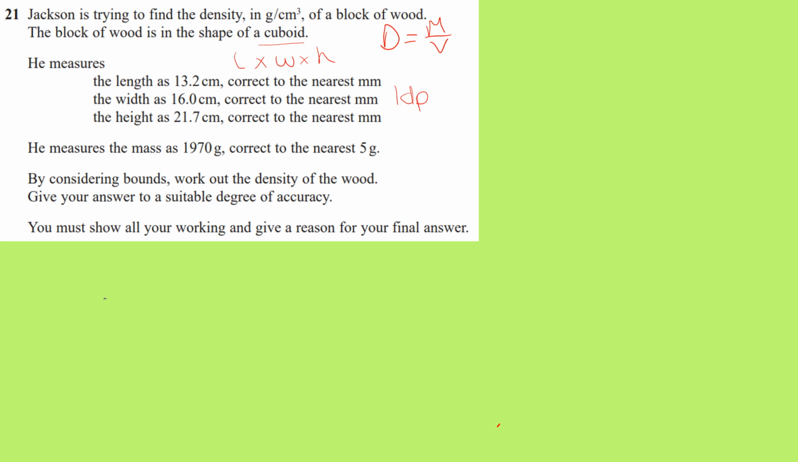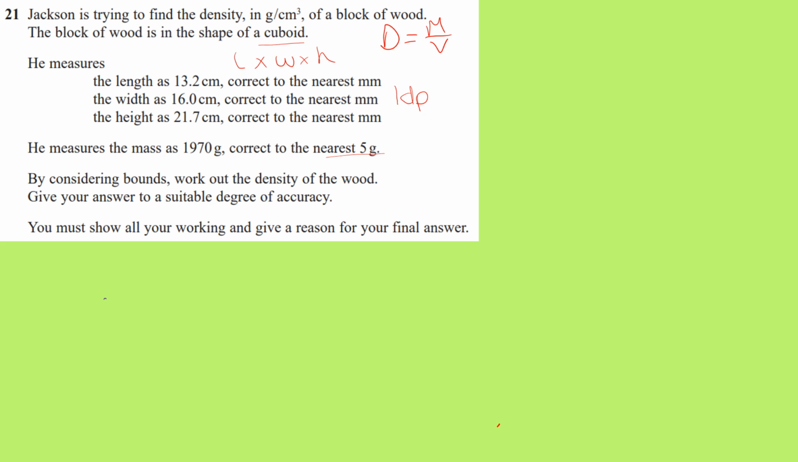He's measured the mass as 1,970 grams, correct to the nearest 5. And by considering bounds, so there's our confirmation that this is a bounds question. This line saying correct to the nearest millimetre, correct to the nearest millimetre, correct to the nearest millimetre, correct to the nearest 5, those would be my first indications that we're talking about something to do with bounds. So we're going to work out the density of the wood and give our answer to a suitable degree of accuracy. It's not telling us what we need to round to at this point. We've got to work that out at the end.